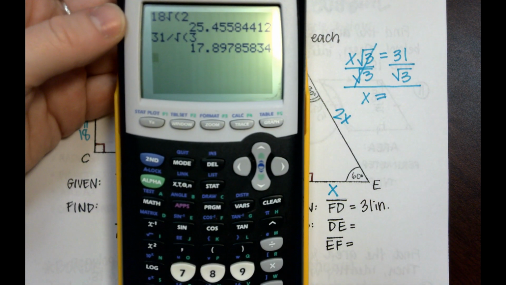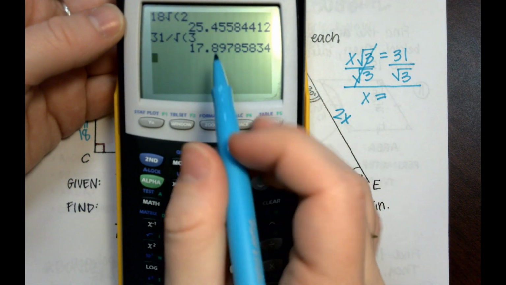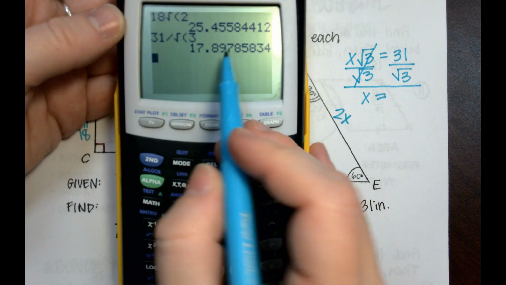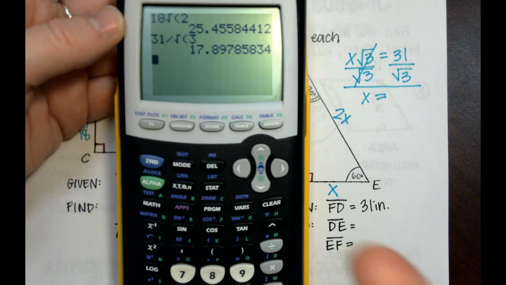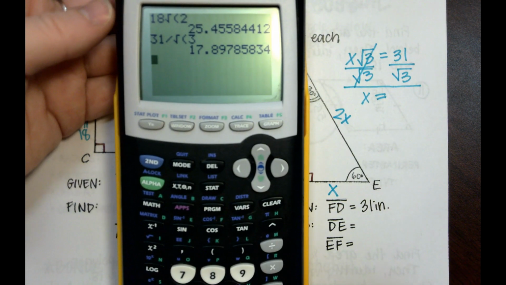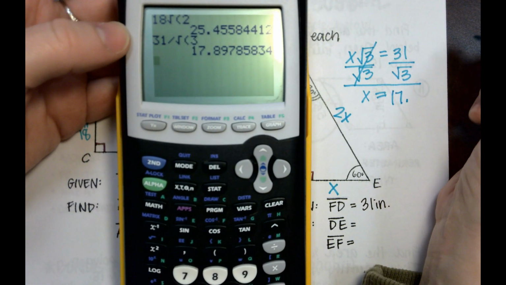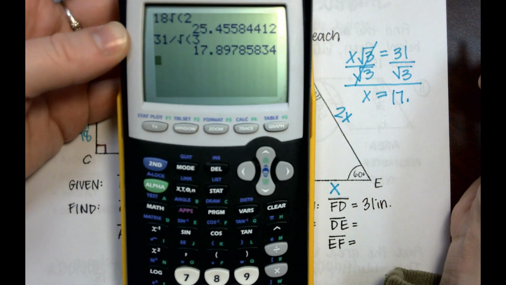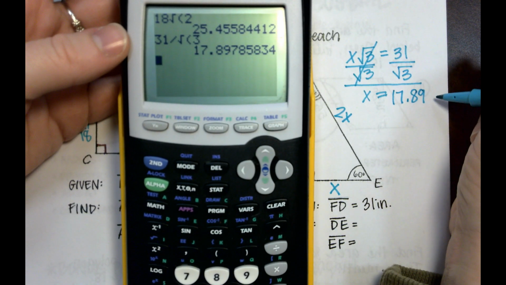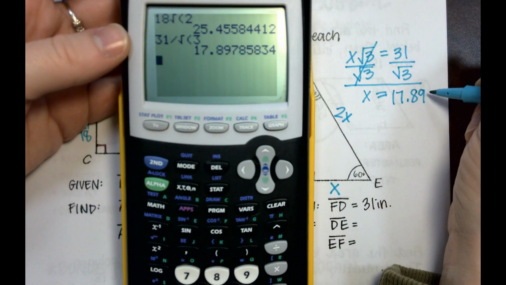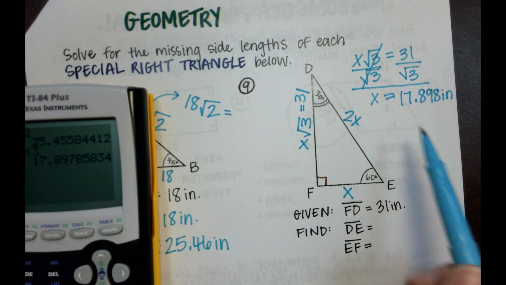A lot of times, and this is optional, whenever we have a number like this where it rounds up to 0.90, I usually just keep 3 decimal points to make it a little more accurate. However, if you put 17.90, you'll get it right still. I won't count you off for that. But I'm going to keep 3 decimal points here since we still have one more side to solve. So we could get 17.898 inches. So that's our x.